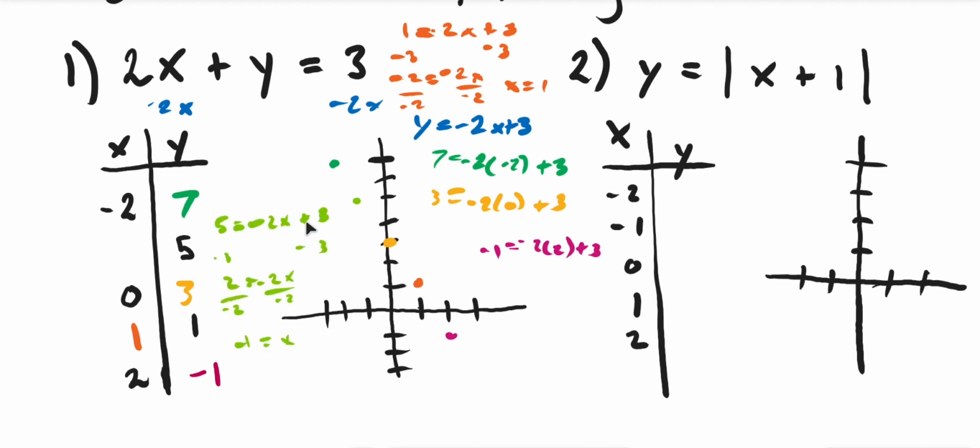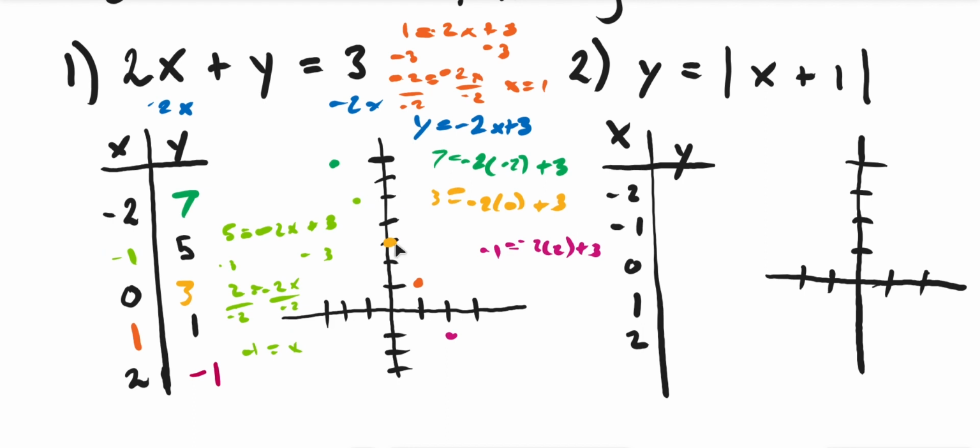Likewise, if I want to know when I get 5 for y, I plug in 5 for y and solve for x. And that gets me a minus 1 for my x value. That's this point here. We connect the dots, and this is our line. This line represents the function y equals minus 2x plus 3.